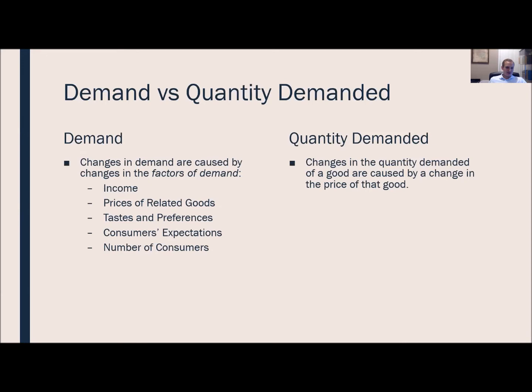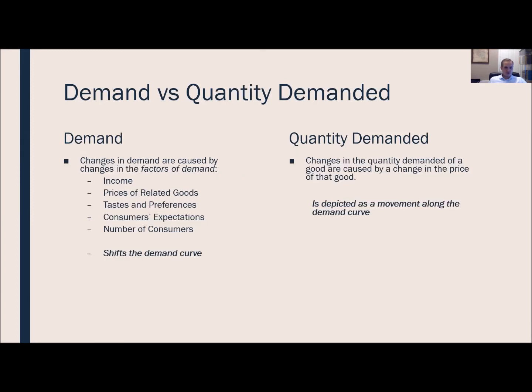Now, what causes a change in quantity demanded? Well, this is going to be a change in price when all five of those aforementioned factors of demand are being held equal. The important takeaway from this is that those factors of demand, if they change, are going to cause a shift in that demand curve. A change in quantity demanded is depicted as a movement along that demand curve.